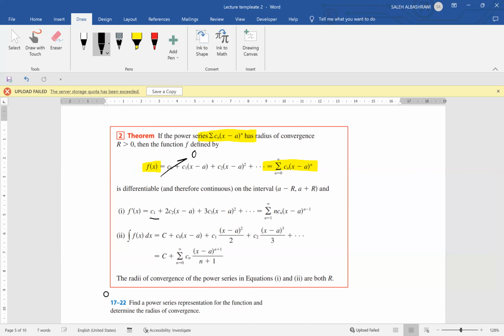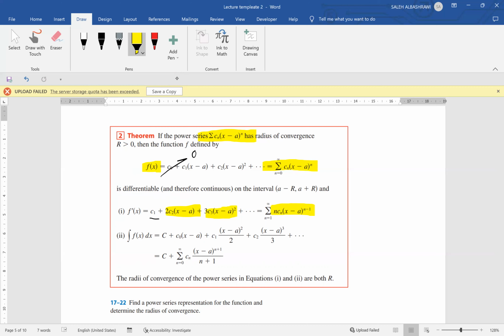So f prime is equal to, this first term is 0, so we start with c1 plus 2c2 (x minus a) plus 3c3 (x minus a)^2, and so on. This is equal, as a power series, to sigma n times c_n times (x minus a)^(n minus 1), where n starts from 1 to infinity. So we are differentiating the term inside the sigma.